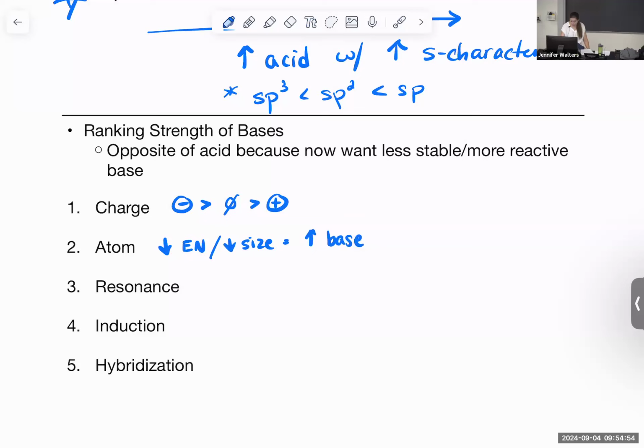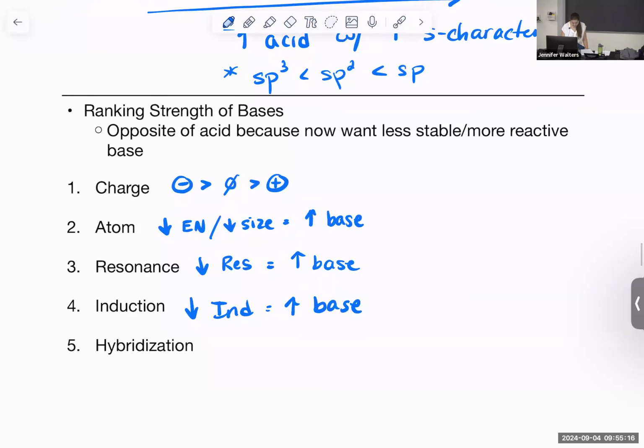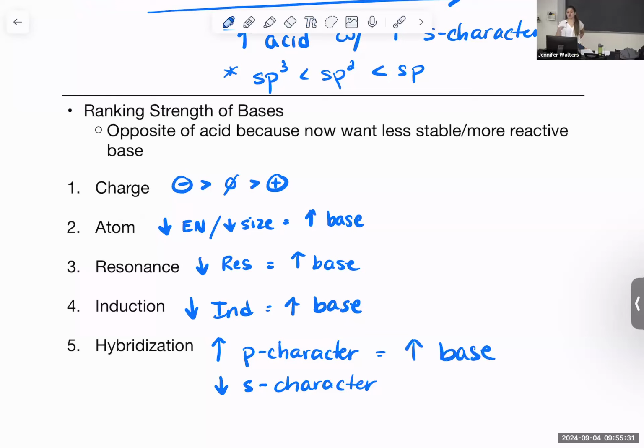For resonance, I don't want resonance if I want a strong base, because resonance stabilizes it, makes it weaker. So less resonance is going to be a stronger base, because now my electron density is localized. It's stuck. Now it's more reactive. I want to decrease my induction. That is going to give me a stronger base. If I'm looking at hybridization, then I want to increase my p character. Or you can think about it as decreasing your s character, because now your electrons are farther from the nucleus. So now you're more reactive, less stable.